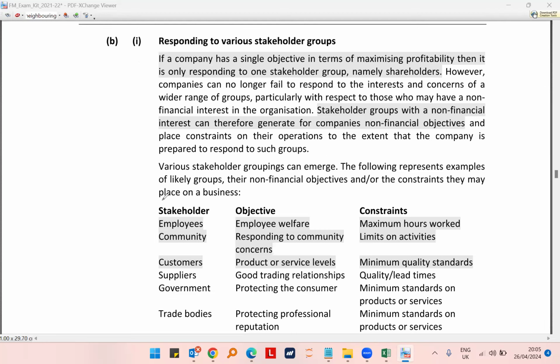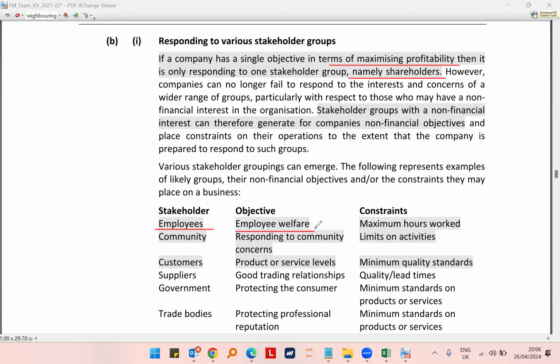Of course, they are saying here that if you are looking at only maximizing profitability, then it's mainly easy, because the only stakeholders you are going to be worried about are the shareholders. However, you can't do it without looking at other people, for example employees, suppliers, customers, the public at large. So you have many groups that emerge, and here they have given you the employees. They want you to increase their employee welfare.